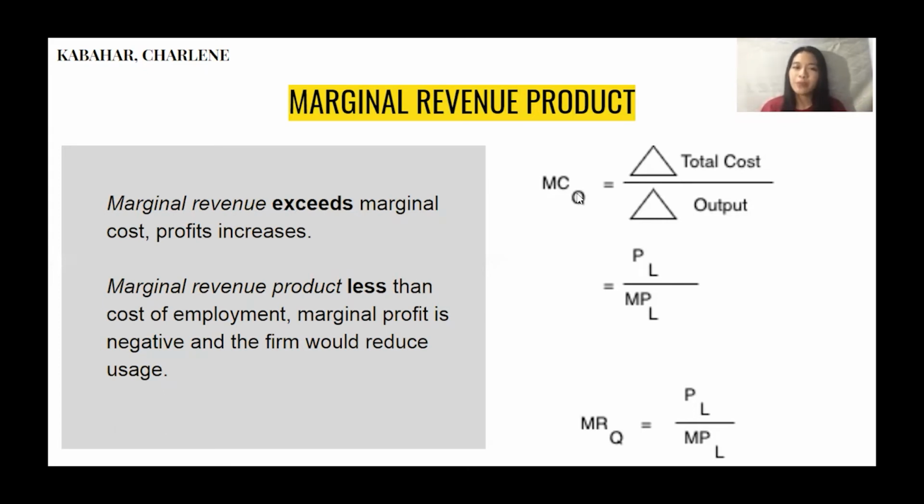While at the profit maximizing output level, it must be remembered that the marginal revenue must equal marginal cost. So from the previous formula, we can substitute marginal revenue for the marginal cost, resulting in this expression. Marginal revenue equals the price of labor divided by the marginal product of labor.